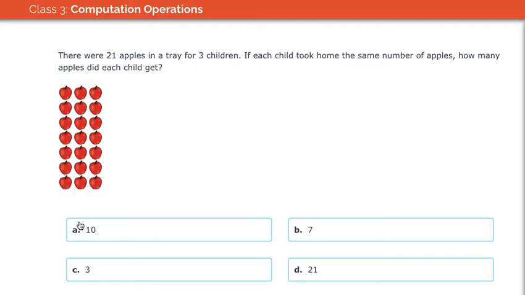There were 21 apples in a tray for 3 children. If each child took the same number of apples home, how many apples did each child get? So let's see, all of these numbers multiplied by 3 to check. So 3 into 10 is 30, 3 into 3 is 9, 3 into 21 is 63, and 3 into 7 is 21.